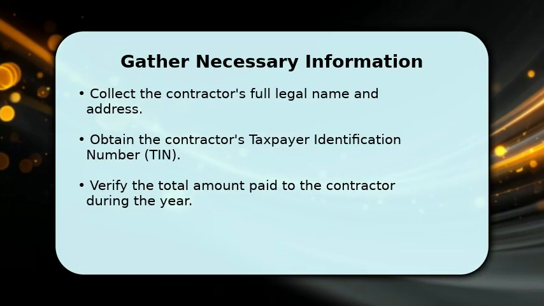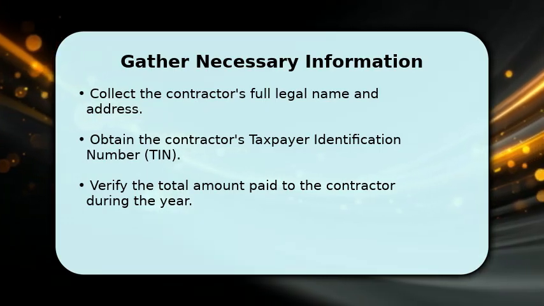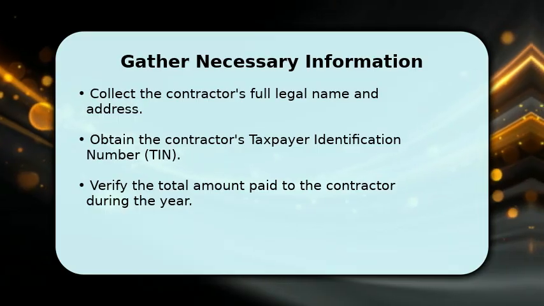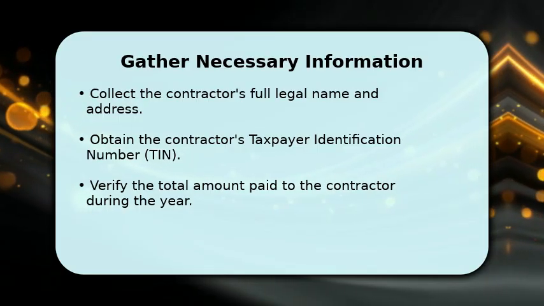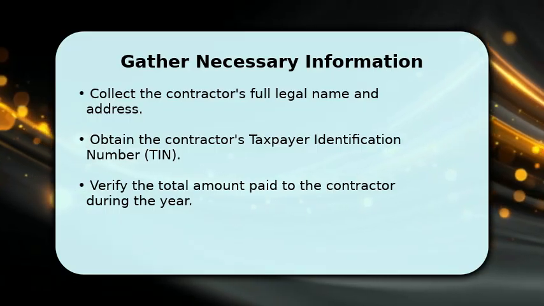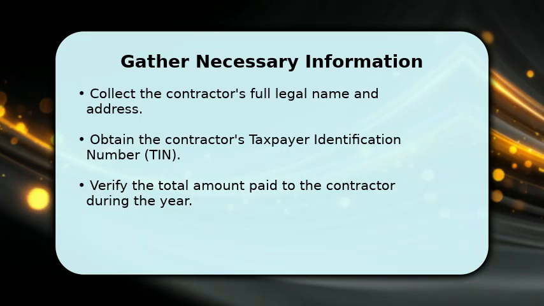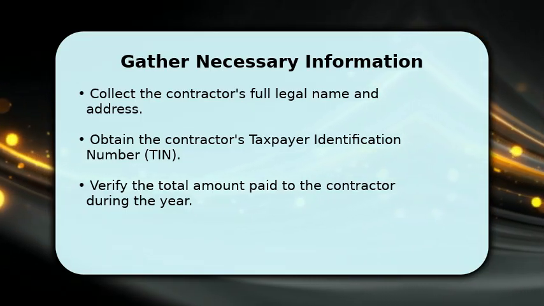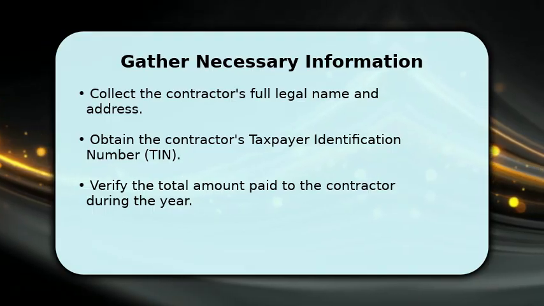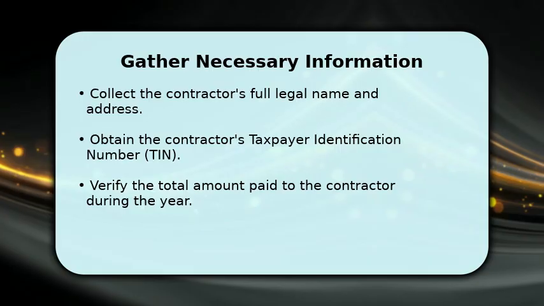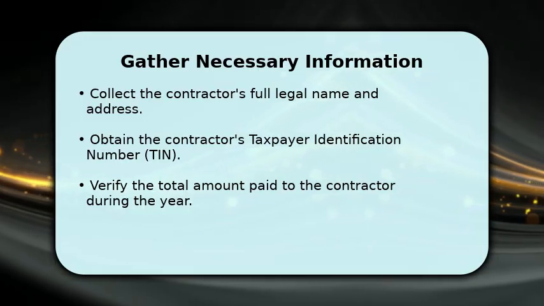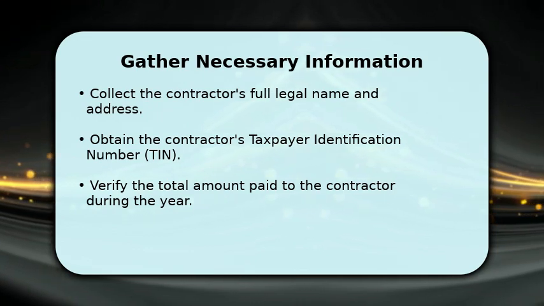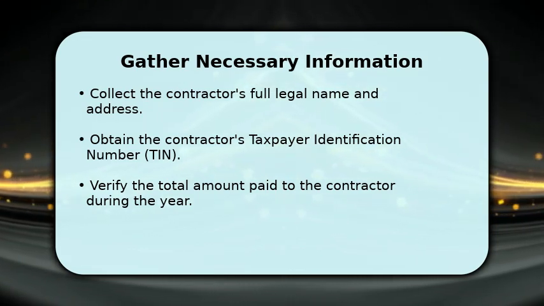Before you begin filling out Form 1099 NEC, you must gather all necessary information. This includes the independent contractor's full legal name, address, and their taxpayer identification number, usually a Social Security number or employer identification number. You'll also need the total amount of non-employee compensation paid to them. Double-check all details for accuracy to prevent errors and potential issues with the IRS.